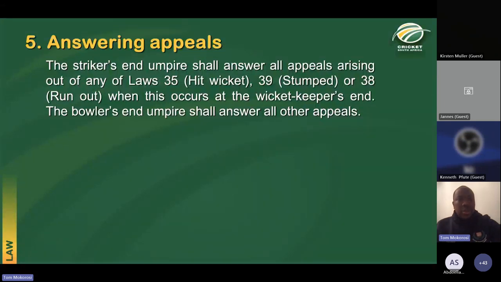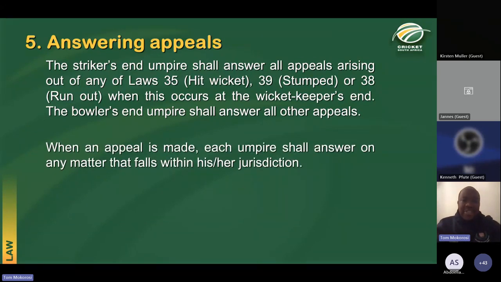Yes, this law tells us that the bowler's end umpire adjudicates more appeals than the striker's end umpire, or more modes of dismissals. However, please, guys, let us avoid using the word main umpire, because it seems to suggest that the striker's end umpire is less important than the bowler's end umpire, and that is not the case. On the field, both umpires are equal.